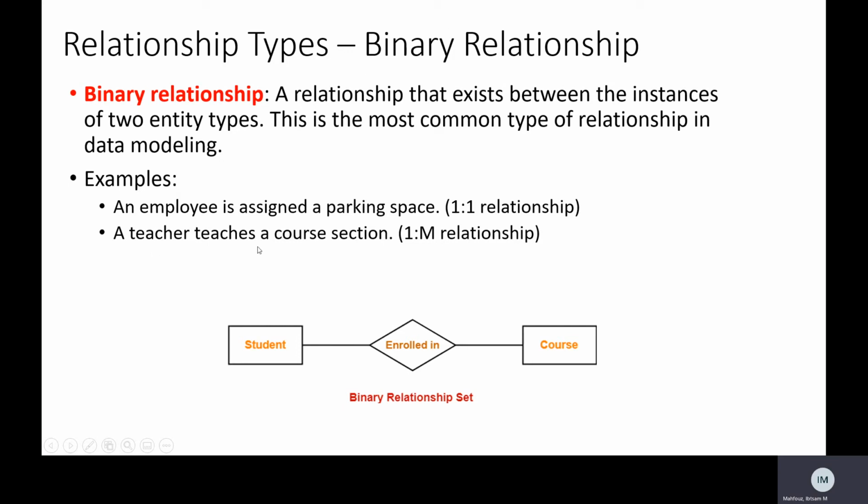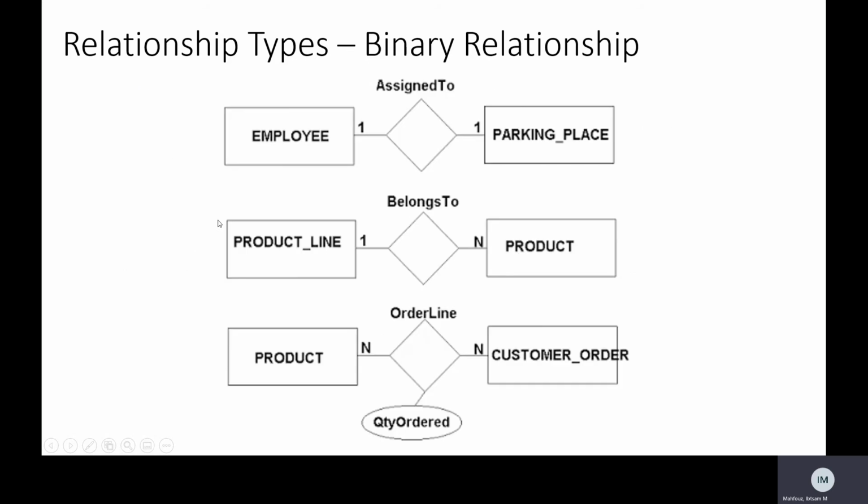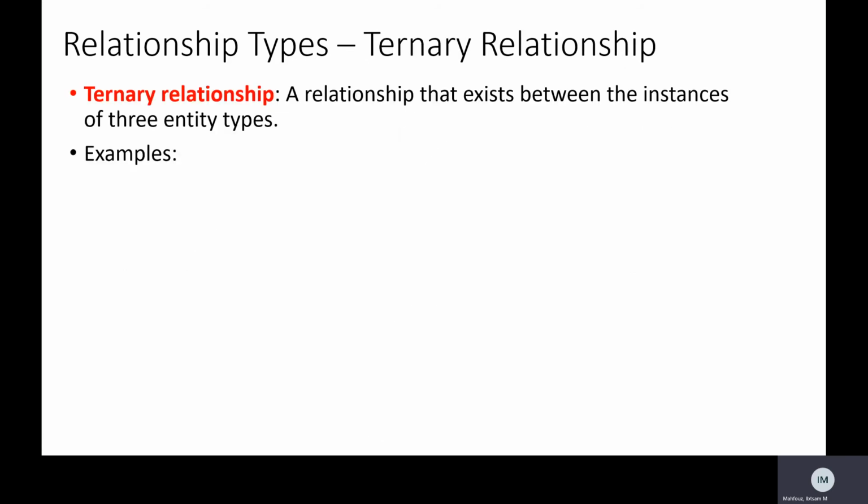If I talk about a teacher teaching a course, a teacher can teach many courses, so it's a one-to-many relationship, but again, we only have two entities. The binary relationship just looks at the number of entities involved. It doesn't matter whether it's one-to-one or one-to-many. Here is another example, a student enrolled in a course. This is a many-to-many relationship, but we have two entities involved, so we say that is a binary relationship.